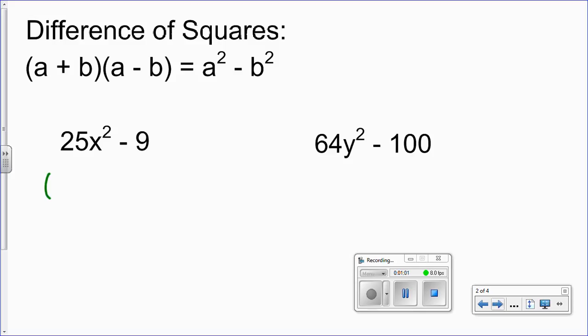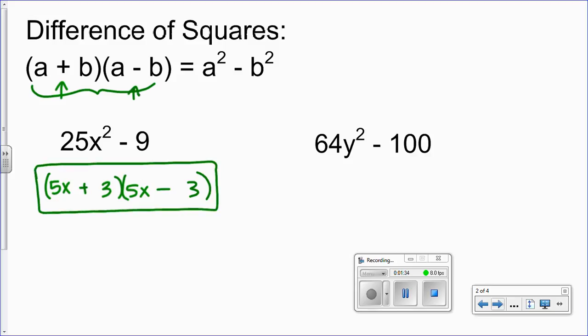Okay, so even though this is just a binomial, it's still going to factor to two binomials. And it's going to factor to this here. So if I call 25x squared my a squared, then a is 5x. So square root. Square root of 25 is 5. Square root of 9 is 3. And then 1 is plus, 1 is minus. And that is how it factors.